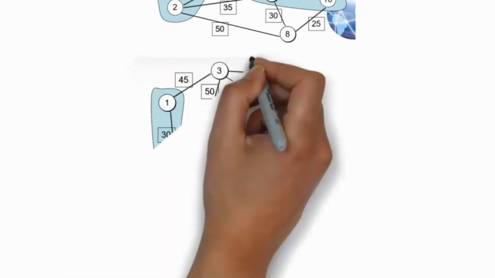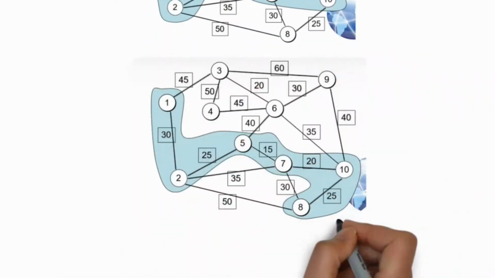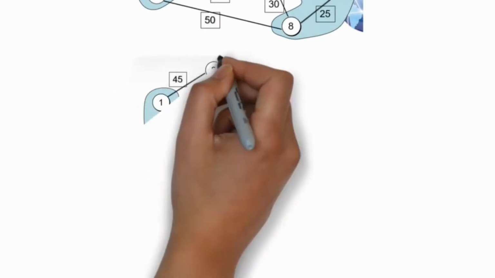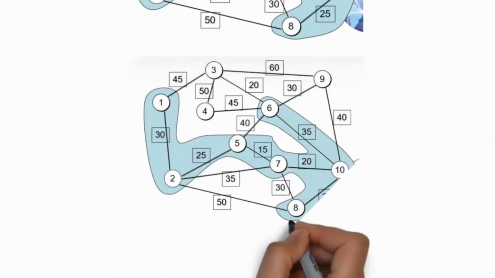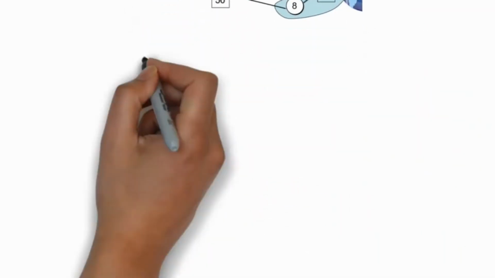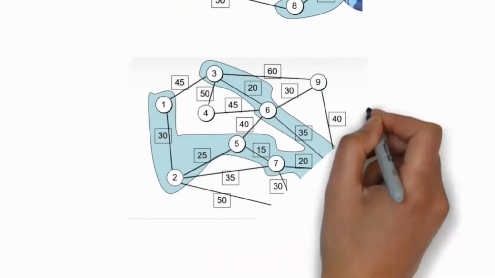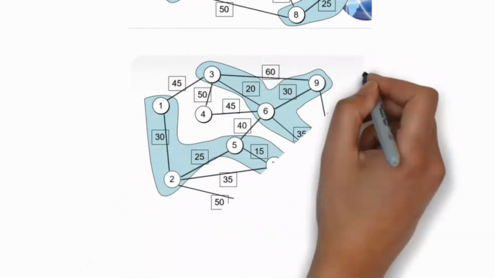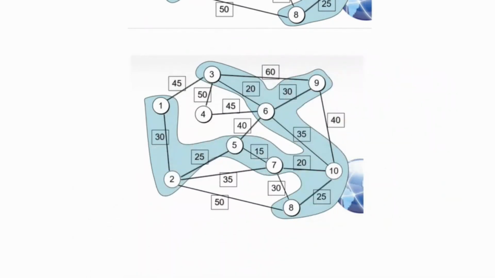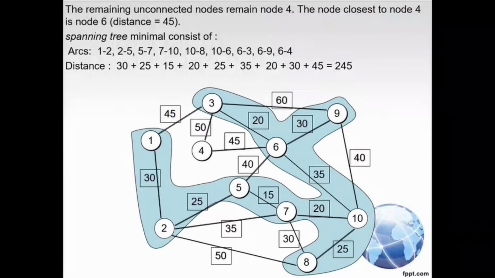After 10, we choose 8. After 8, we choose 6 from 10. After 6, we choose 3. And here is the result. We can calculate the distance.